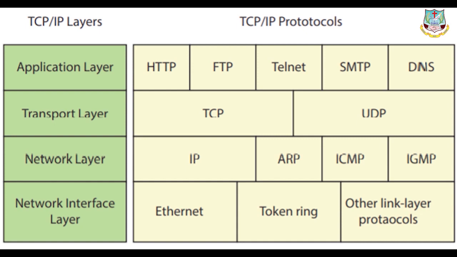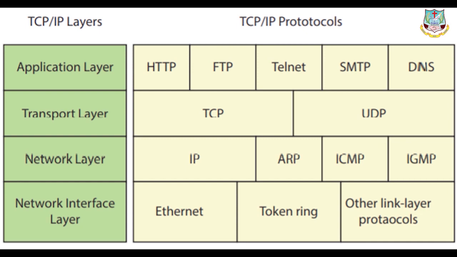TCP/IP procedures are based on a layered framework. This TCP/IP has 4 layers. You can just see in this diagram here: application layer, transport layer, network layer, and network interface layer, right? The network interface layer is the bottommost layer in TCP/IP, right? This is comparable to the Open Systems Interconnection physical and data link layers. Different TCP/IP protocols can be used in this layer, right?